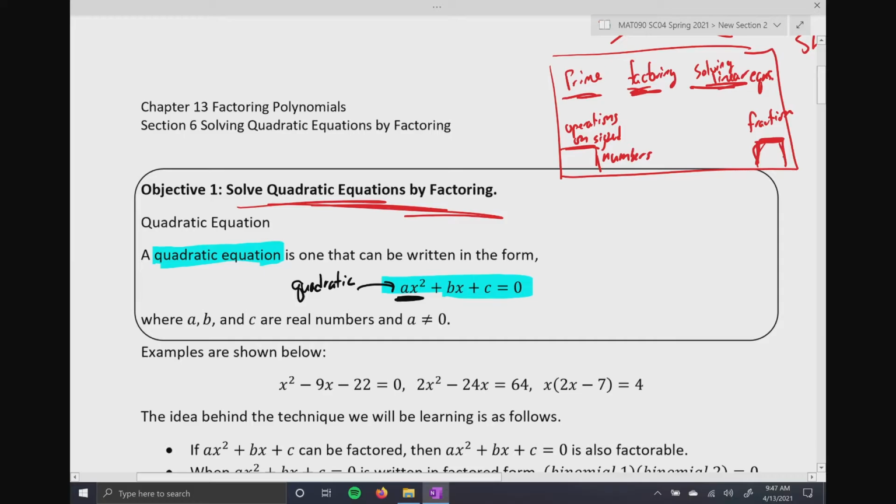So, anytime you see an equation and you see ax squared, or you just see x to the second power, you're going to want to do this technique, okay? You're going to want to do this technique.